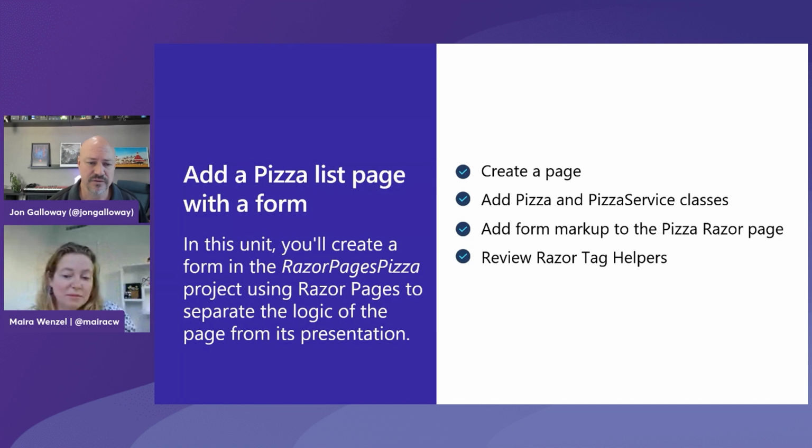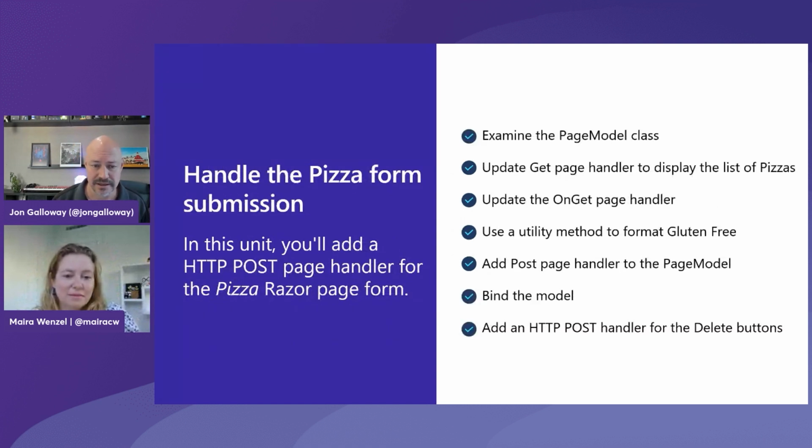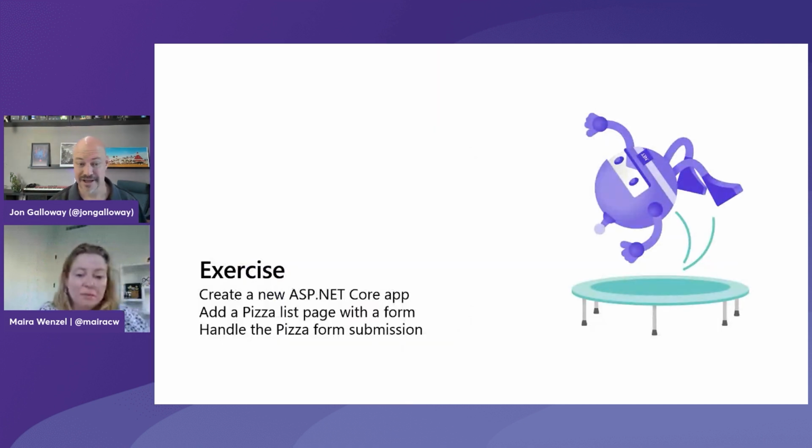So we're going to add the list, first create the page, and we'll just add the markup and focus on the Razor and the front end. And then we're going to handle that submission. So what happens after the post and how we interact with the model and handle those validations on the server side as well. Awesome. So let's just get right into it.